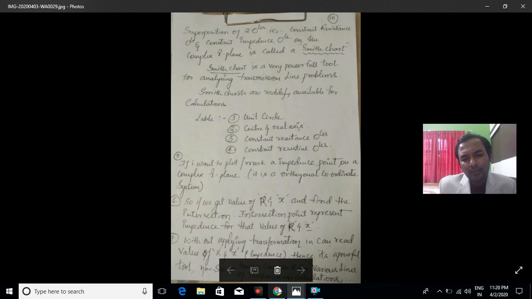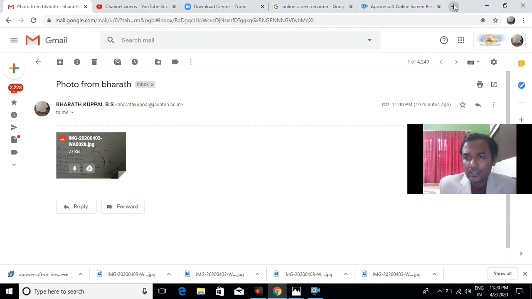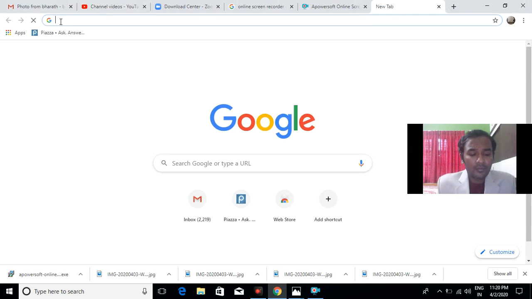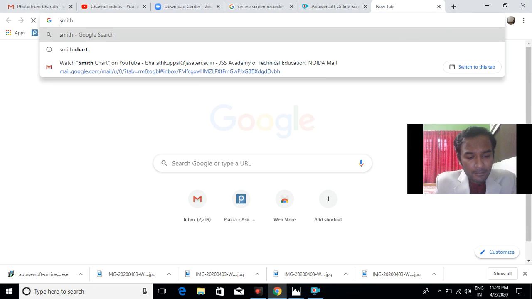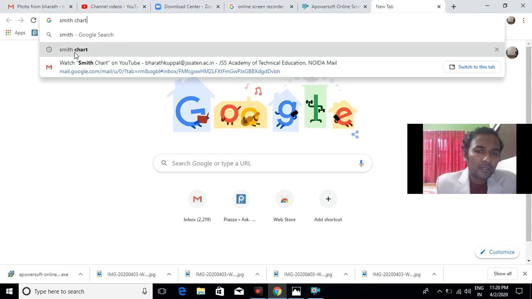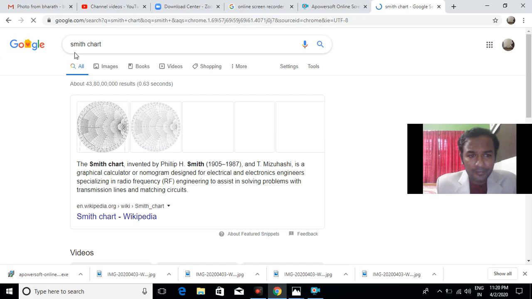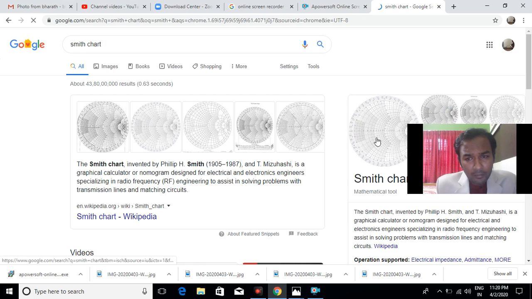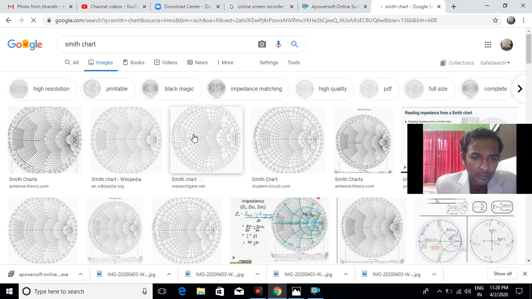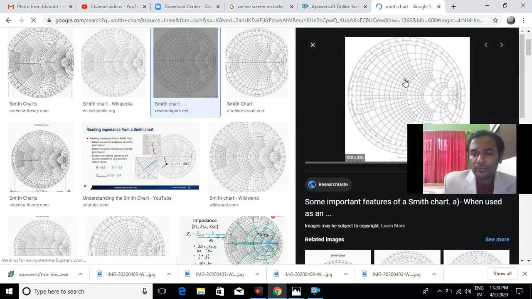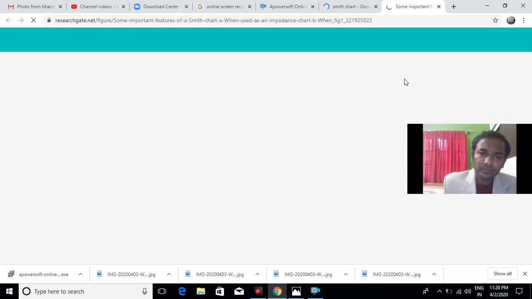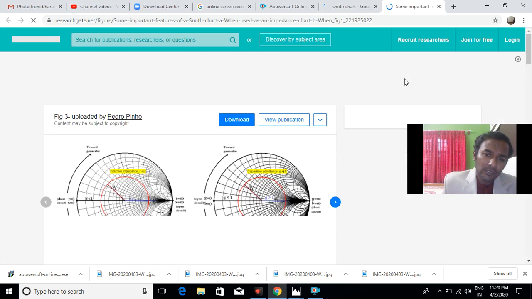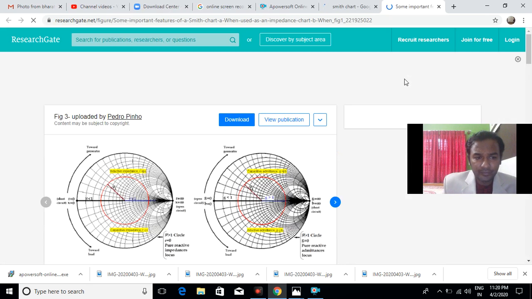So let us see a blank Smith chart, we'll use that, and we will see what the important points are. Okay, so now we have to see how it is placed.